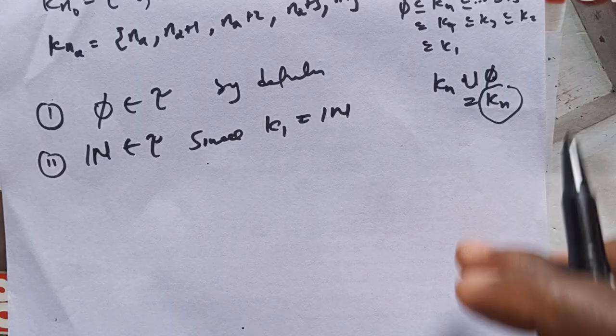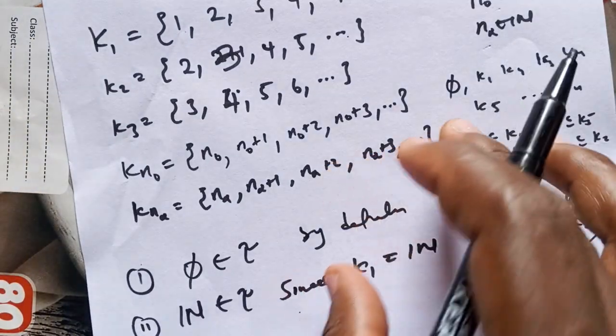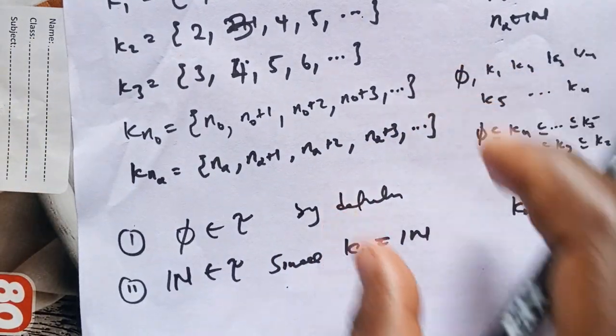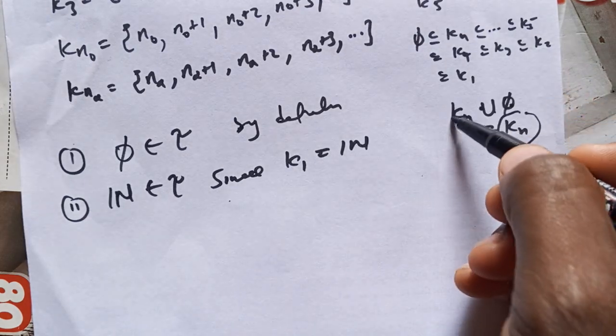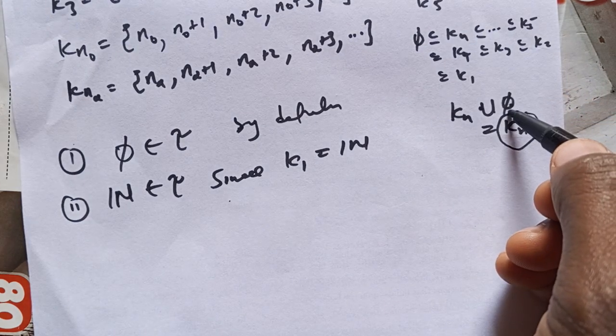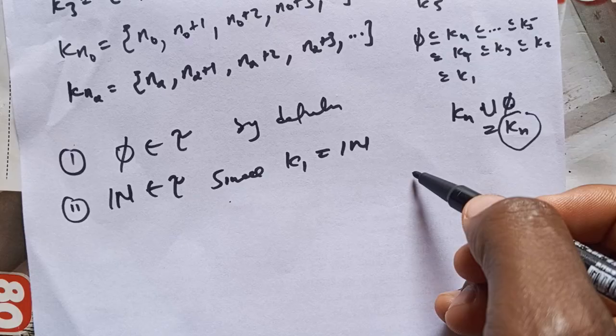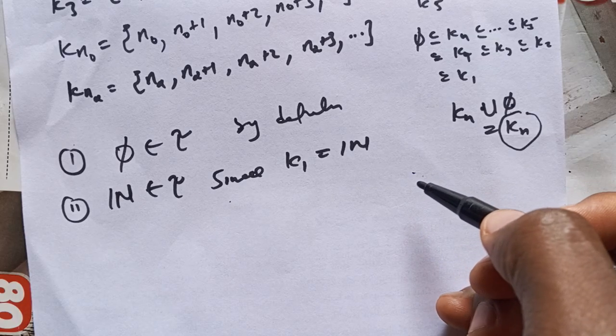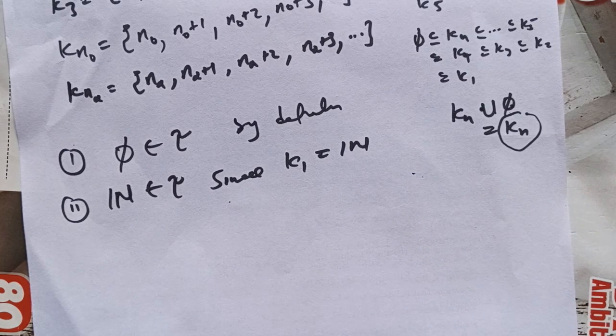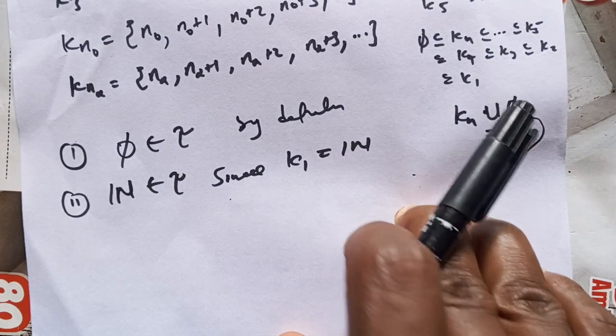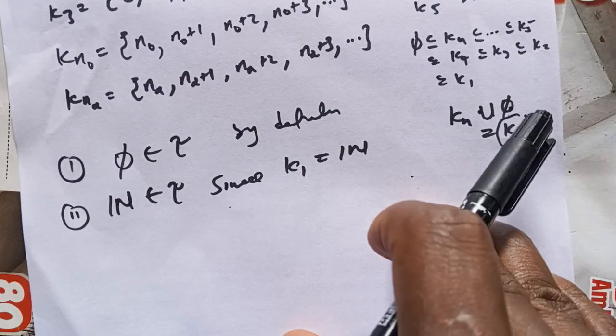I'll only focus on Kn, to see if the arbitrary unions of all these Kn will be in the topology, because I know that if I take any of the Kn union the empty set, I will still have one of those Kn. If I do K1 union empty, it is K1. If I do K2 union empty, it is K2. So it is a trivial case. So let me focus on the union of the Kn.